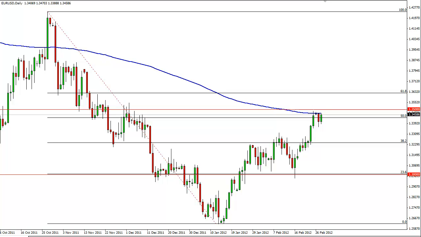The pair in front of you, of course, is the Euro US dollar. As you can see, I do have the Fibonacci retracement tool out. I also have a moving average. This is the 200-day moving average, EMA. And of course, I have the 135 and the 130 levels plotted on the chart as well.